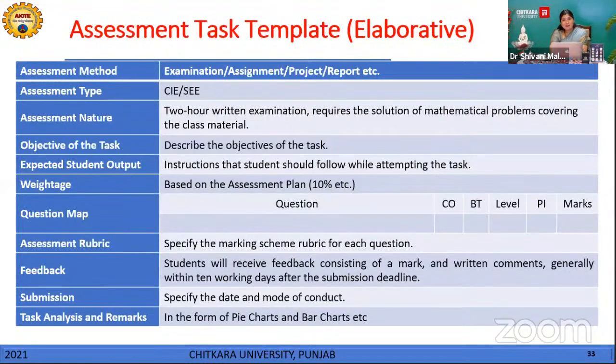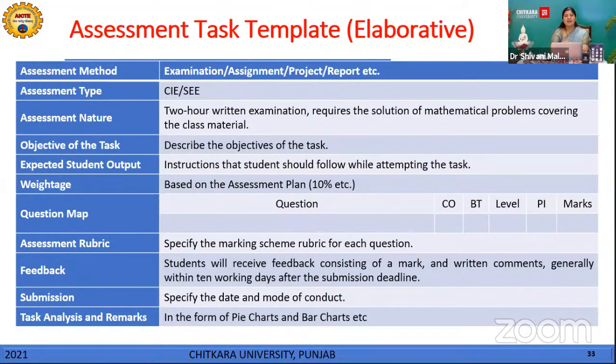Submissions. Please specify the date and the mode of conduct, and do not change the mode of conduct and the date of the timeline unless you think there is a dire need for it. That will help in keeping our students fixed to the timelines, and they will consider the timelines more seriously.